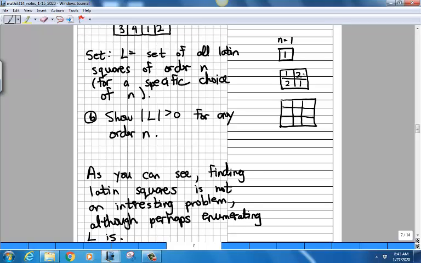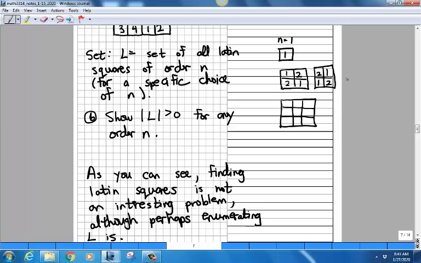What's the only other possibility? 2, 1, and 1, 2? Yeah, so if we put the 2 there, the 1's got to go here, the 1's got to go here, and then you only have a 2. So I guess that would be it, right? Only 2 possible Latin squares there of order 2.